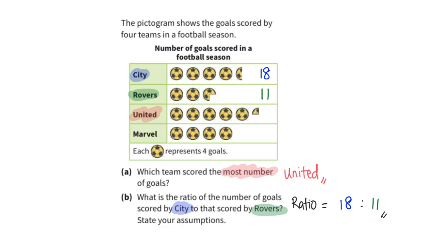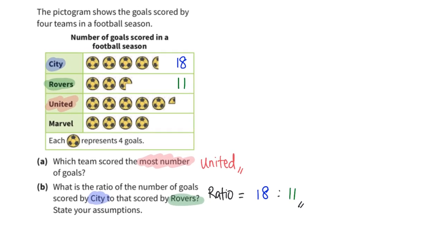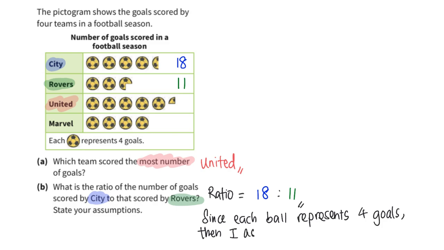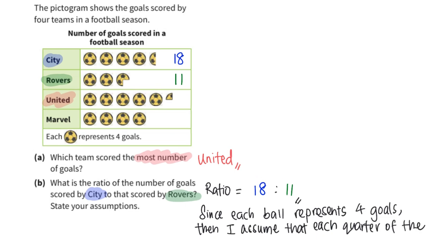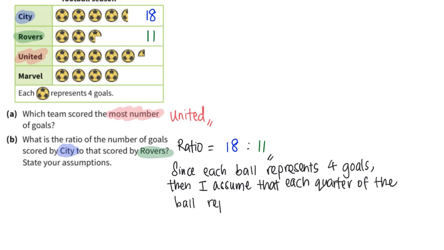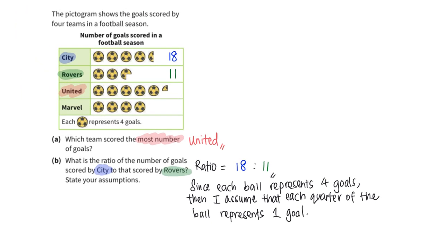As for the assumptions, we do need to indicate that since each ball represents 4 goals, then I assume that each quarter of the ball represents 1 goal. All right. Let's move on to the next question.